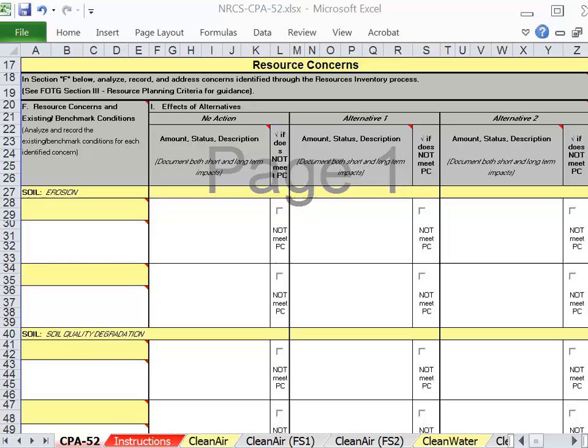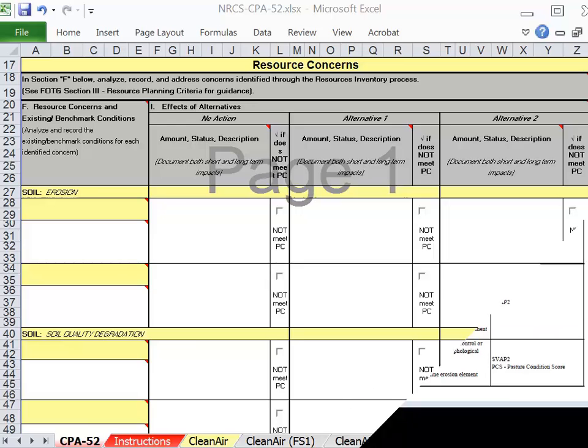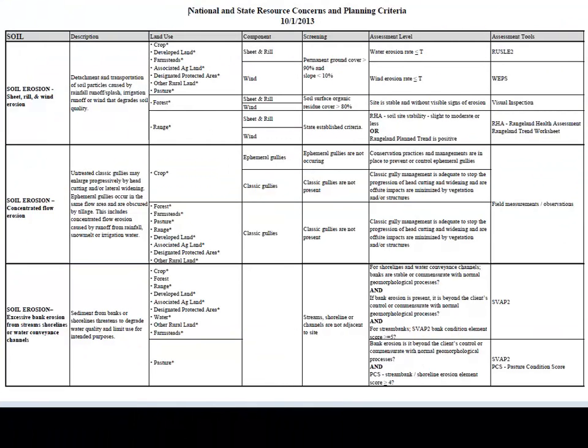Mr. Farmer and making field notes, planning criteria obtained from the field office technical guide was consulted to identify resource concerns. Depending on the concern and related cause, planning criteria screening levels and assessment tools were used to identify resource concerns. Later on, when evaluating alternatives, the planning criteria was consulted again to see if the proposed alternatives would meet or not meet planning criteria.